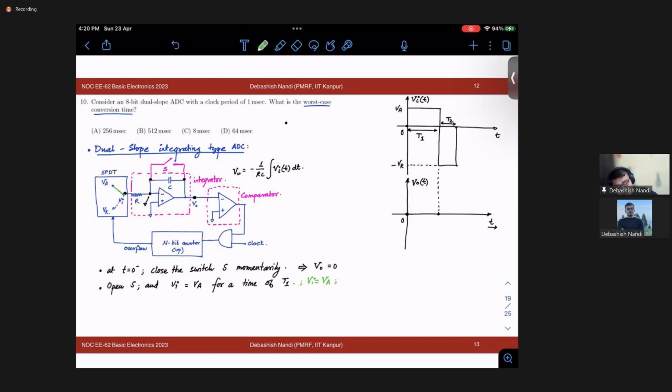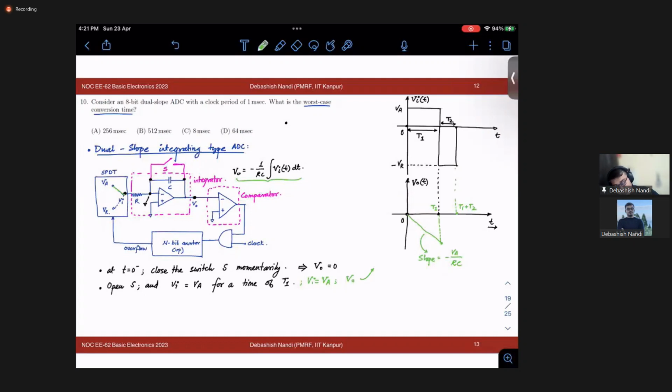fine. And what will that make? My V out trend is shown here. V out will be something like this. A step signal is integrated and becomes a ramp signal, and the slope will be VA by RC. Fine. From this equation, you can write that the slope will be VA by RC. This is your T1, and let's say this duration is your T1 plus T2.